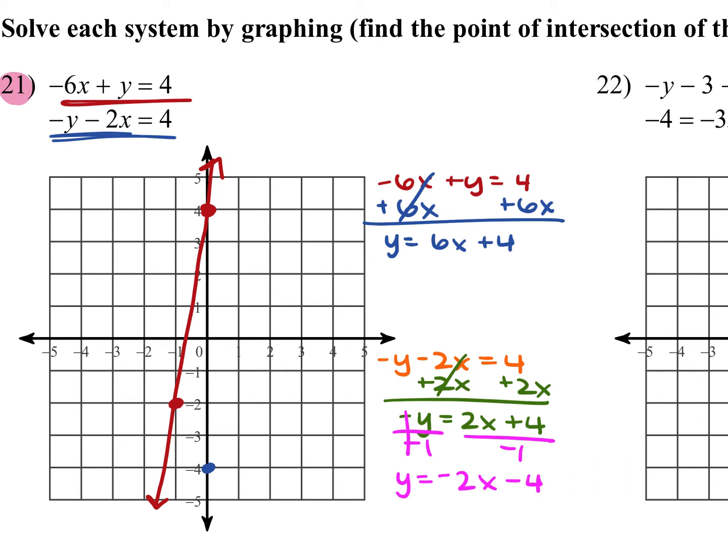Again, we cannot go down and to the right since our coordinate plane is not that big. So we're going to go up 2 and to the left 1 instead. We draw our line through those points. We see that these two lines intersect at the ordered pair (-1, -2). So our answer is just (-1, -2).